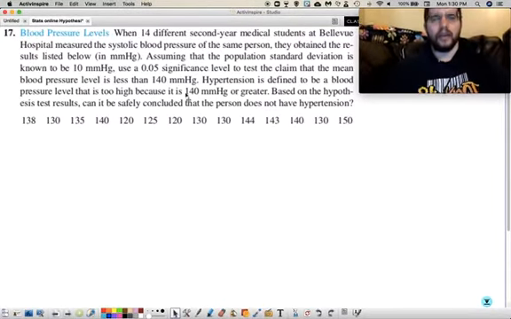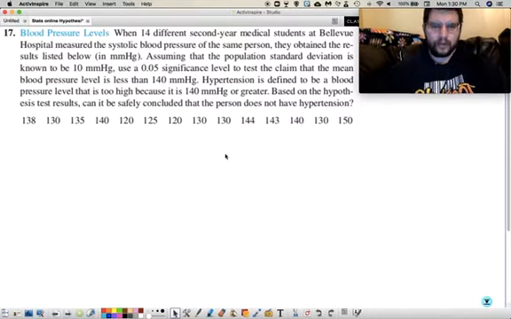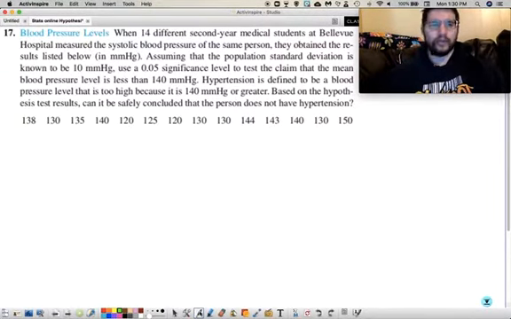Okay, here's one, and I don't think they give us the stats. Nope, we're going to use the data. So, 14 different second-year medical students at Bellevue Hospital measure the systolic blood pressure of the same person. Oh yeah, they keep using these same scenarios, don't they? Assuming the population standard deviation is known to be 10, use a 5% significance level test to claim that the mean blood pressure is less than 140. Hypertension is defined to be blood pressure that's too high because it's 140 or greater. Based on the hypothesis test results, can it be safely concluded that the person does not have hypertension?